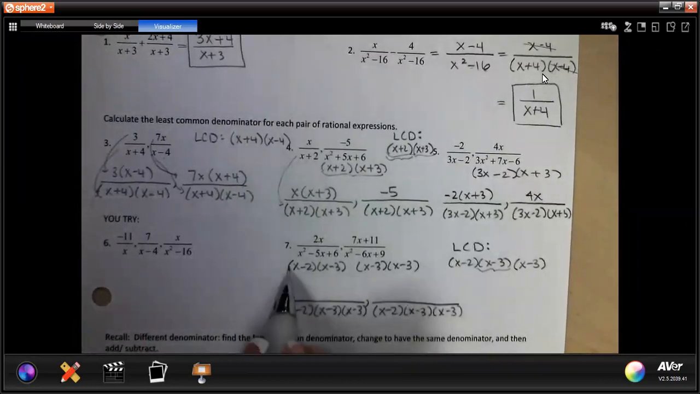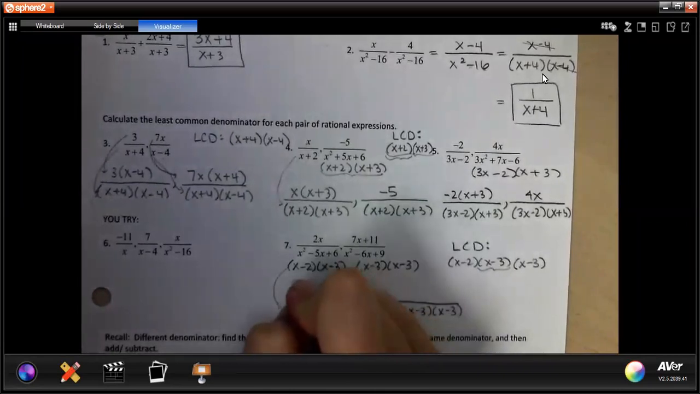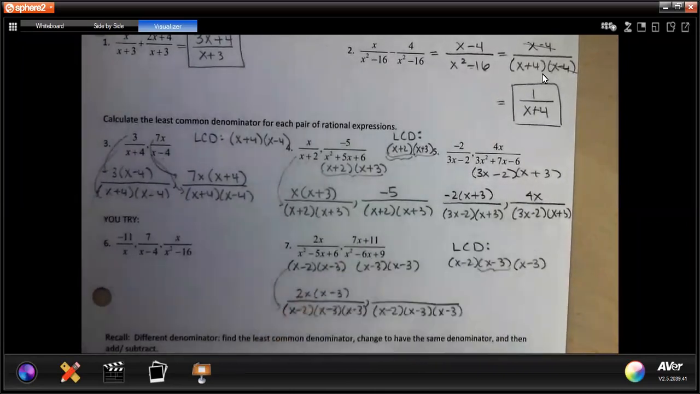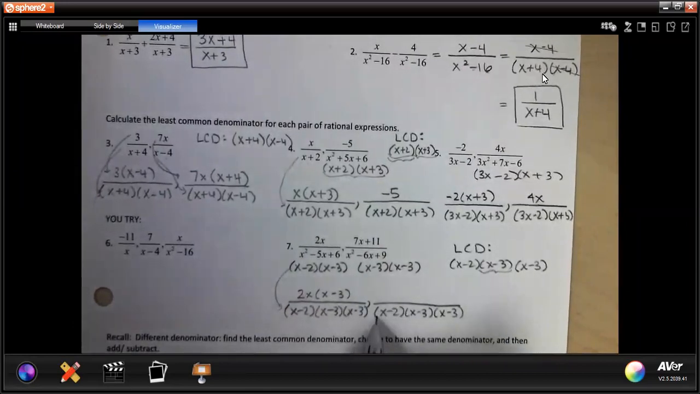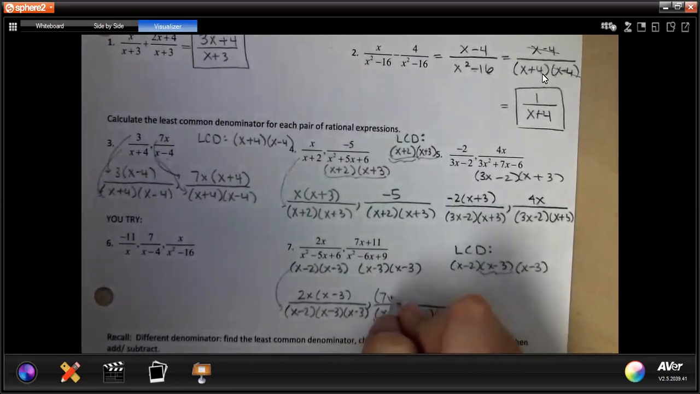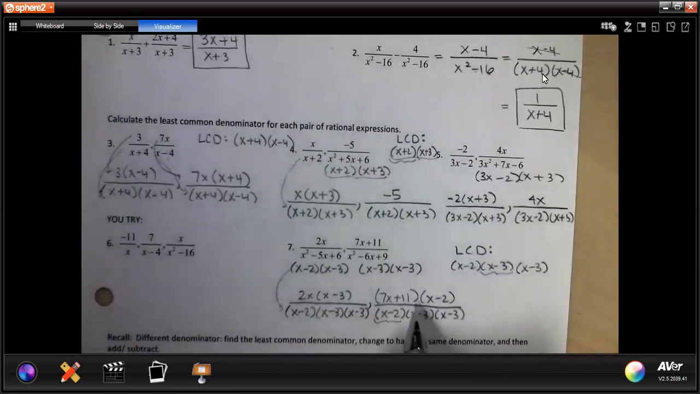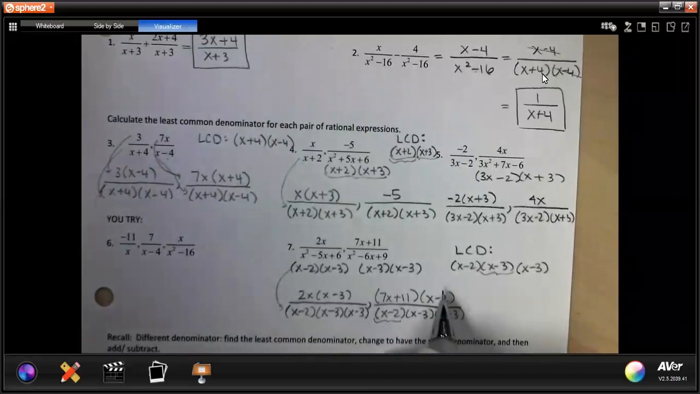Now, to get from this denominator to this one here, we multiplied times an x minus 3, so I would multiply the 2x times an x minus 3. To get from the second one to this new one, I multiplied times an x minus 2. This is the part that was missing right here. So I'm going to multiply that top times x minus 2. And you would have to FOIL here because you're multiplying the entire numerator you had times the new numerator. So keep that in mind.